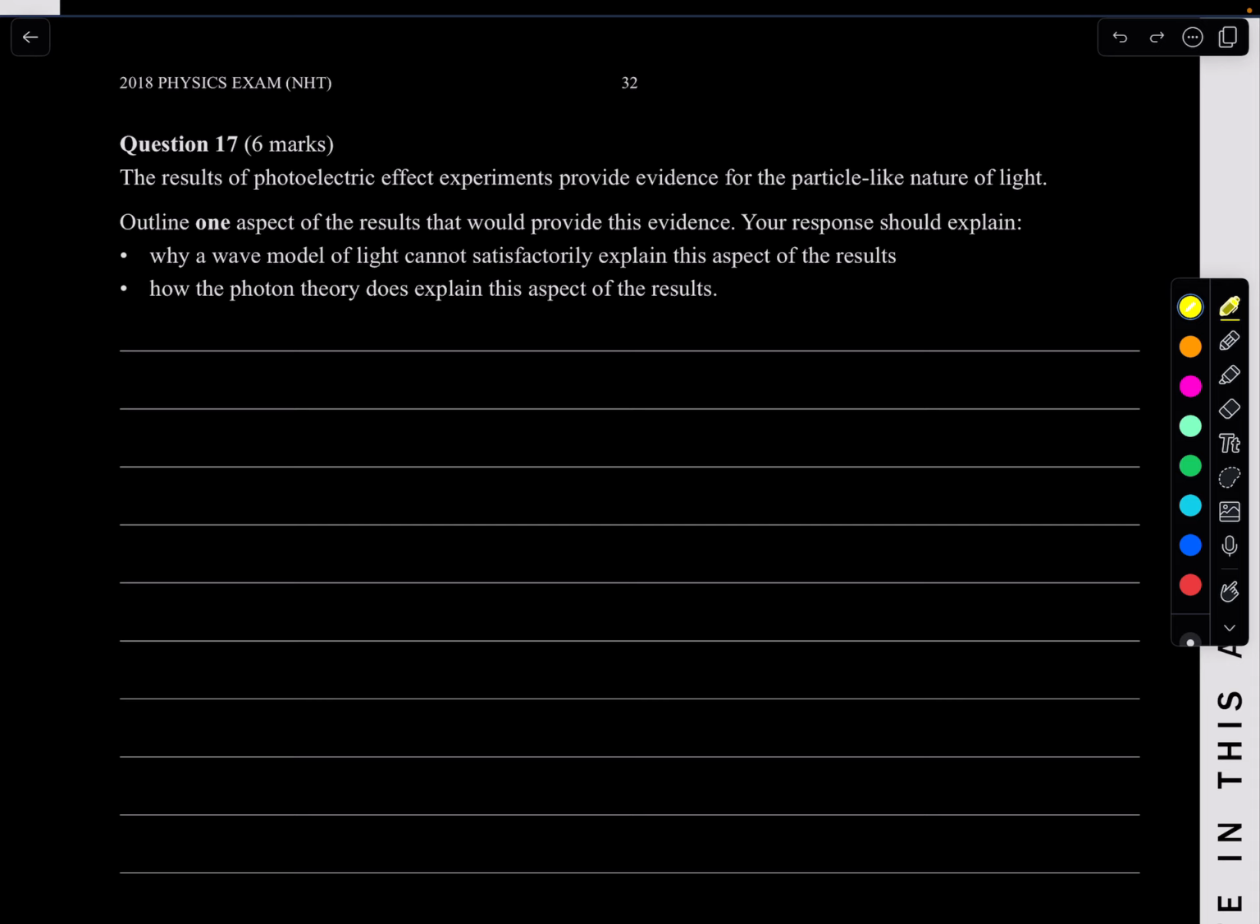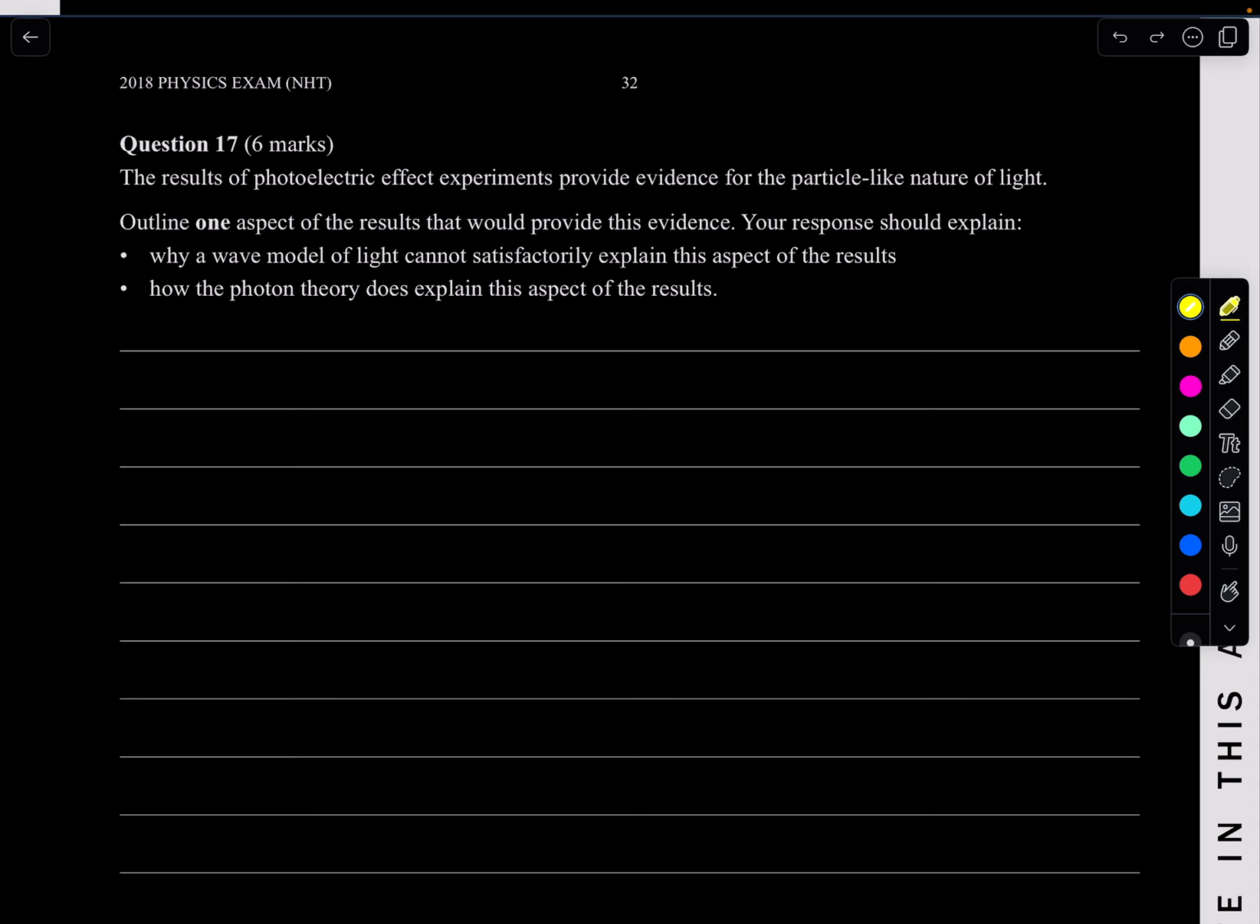The wave model basically can explain... why is that? What the wave model predicts wrong is that there's a time delay. The wave model believes that there should be a time delay happening when measuring the photoelectric effect, but that's not true, because they found that there's no time delay.